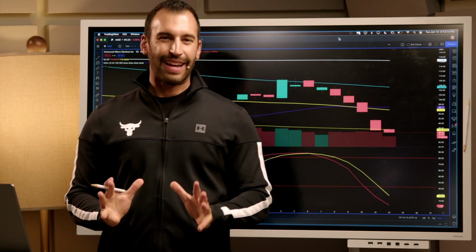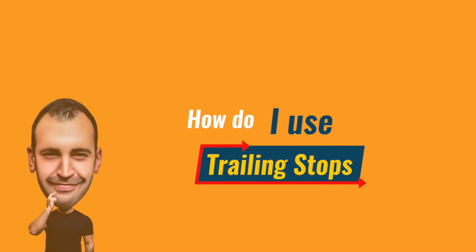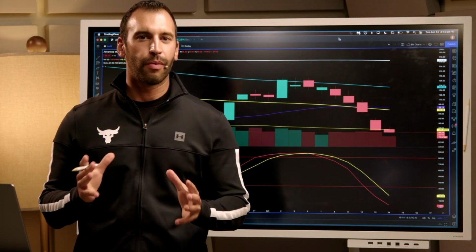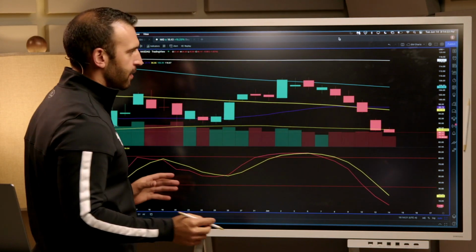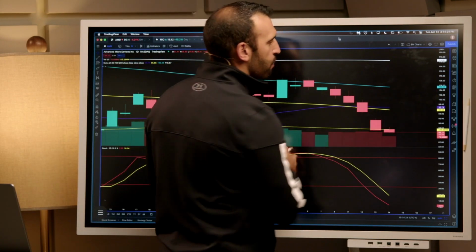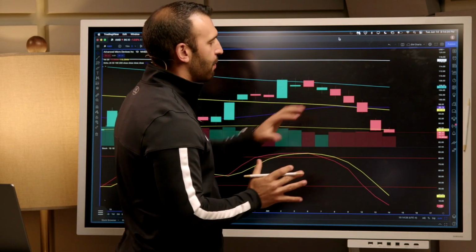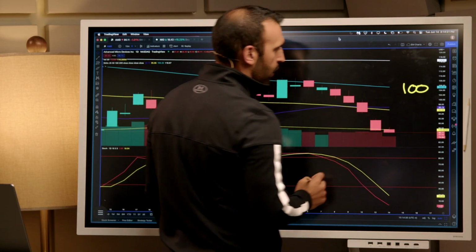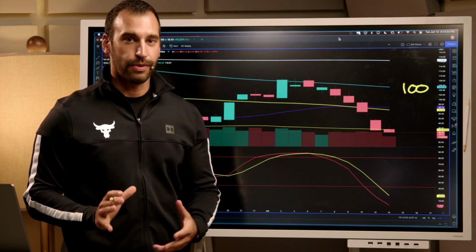A very common question that I get is, how do I use trailing stops? People hear about trailing stops on television, they hear about it from their friends, and they don't really understand what it means. What you're basically doing is, as a stock price, let's say you're shorting a stock and you pay $100 for it, and you want to put in a 1% trailing stop.